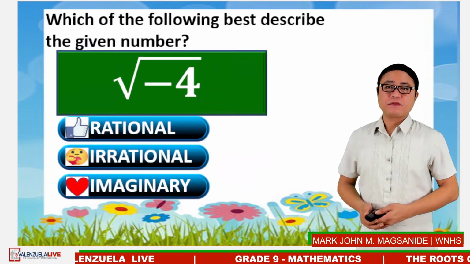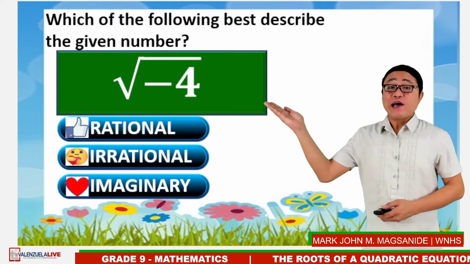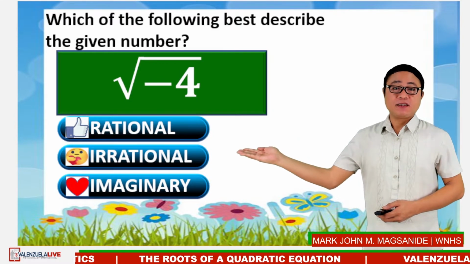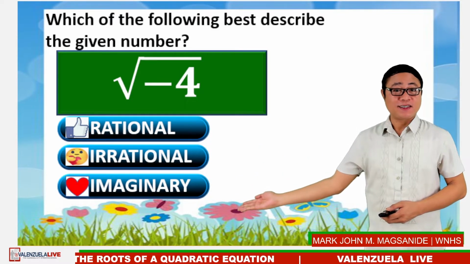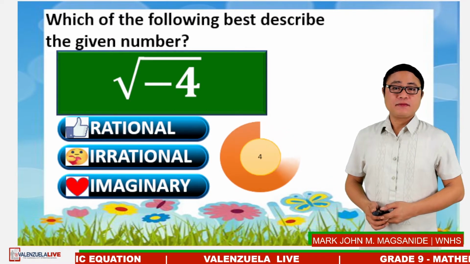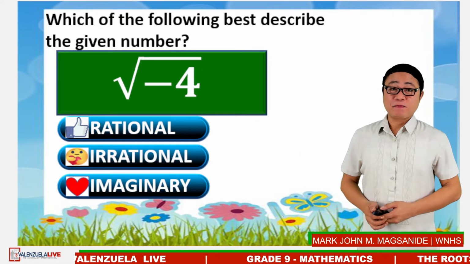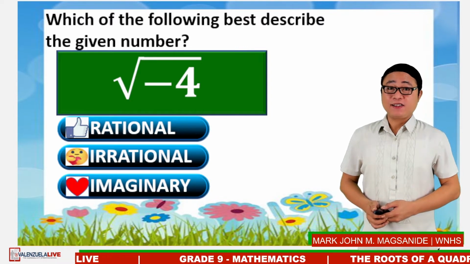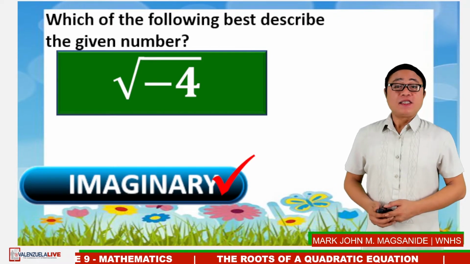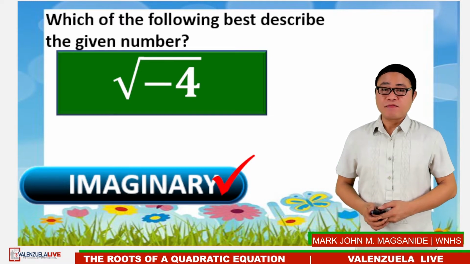Next. Which of the following best describes the given number, square root of negative 4? Choose the reaction that corresponds to your answer. Timer starts now. Time is up. The correct reaction is heart. Like what I mentioned earlier, the square root of a negative number yields an imaginary number.